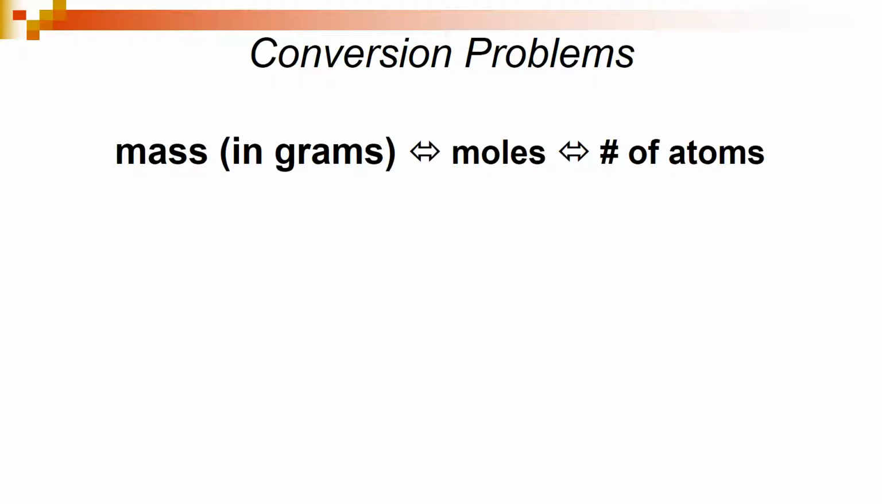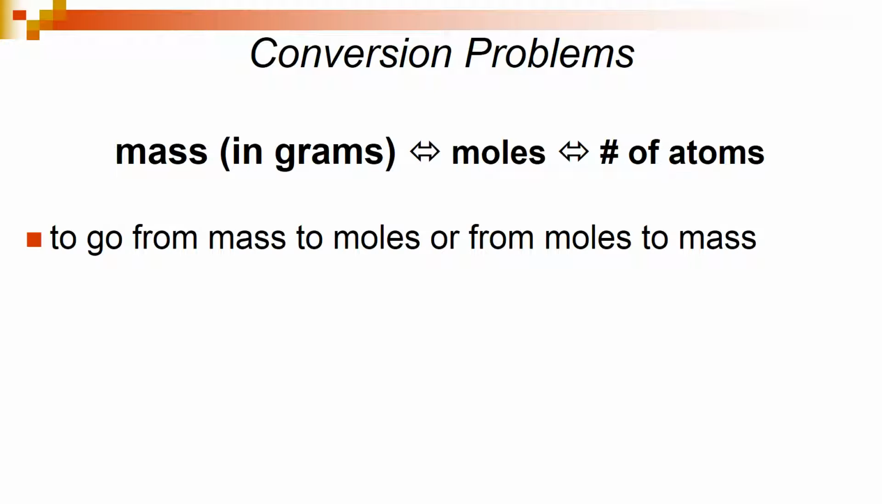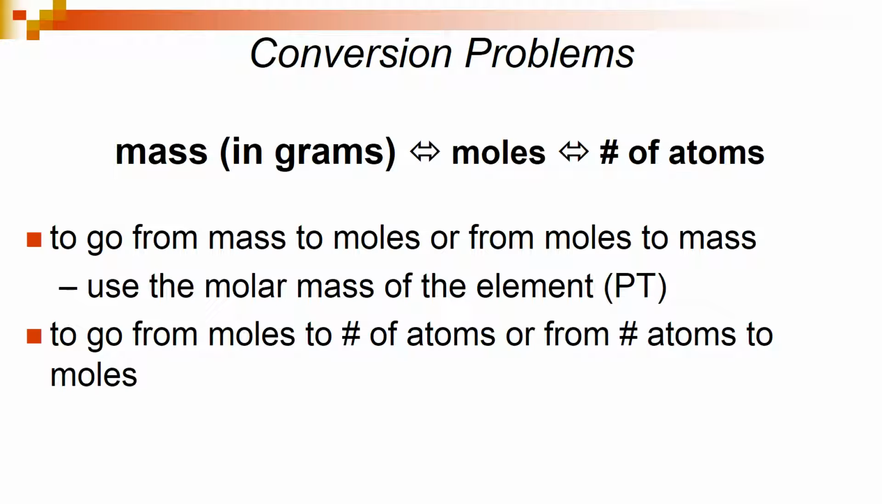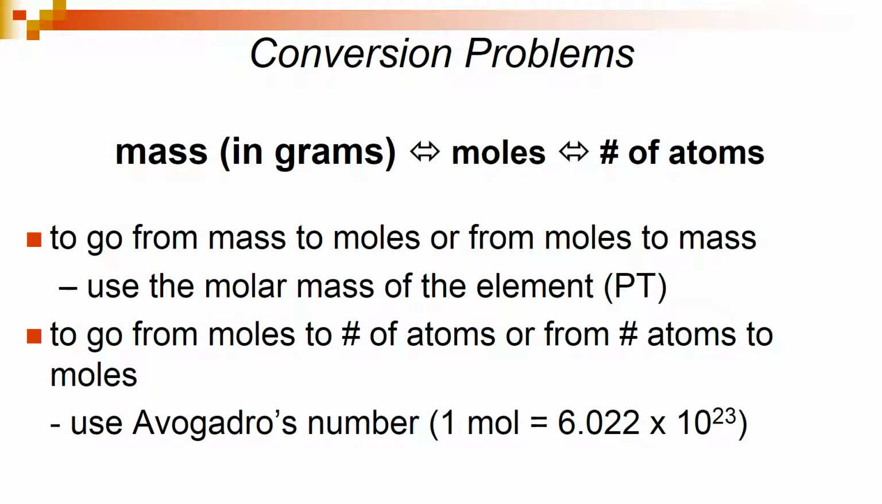And again, you can use Avogadro's number to convert to atoms or molecules. Those are equivalent terms in this case. So, to go from mass to moles, or from moles to mass, we need to use the molar mass of the element on the periodic table. If it's a compound, then we need to use the molar mass of the compound. To go from moles to number of atoms, or from number of atoms to moles, we need to use Avogadro's number. Please keep in mind that 1 mole is equal to 6.022 times 10 to the 23.